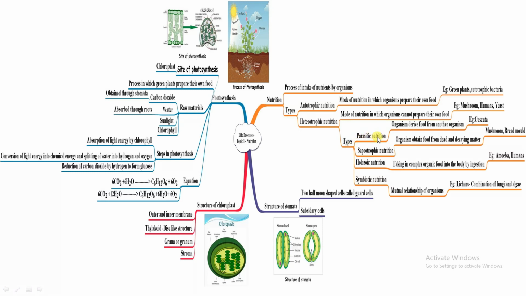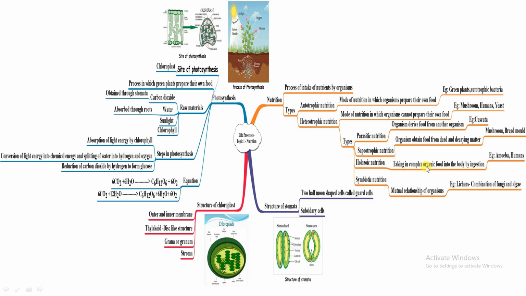The first type is parasitic nutrition. Parasitic nutrition is a mode of nutrition in which organisms derive food from another organism called as host plant. Example, cuscuta. Saprotrophic nutrition is a nutrition in which organisms obtain food from dead and decaying matter. Example, mushroom, bread mold.